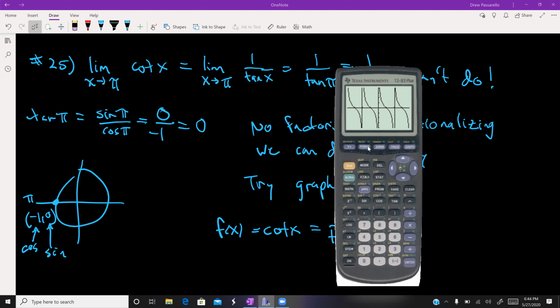So if I want to check, I can go to the x window. So x min, that's -2 pi. The x max is 2 pi. And notice I have these asymptotes. Now I can try to gauge where the asymptotes occur.